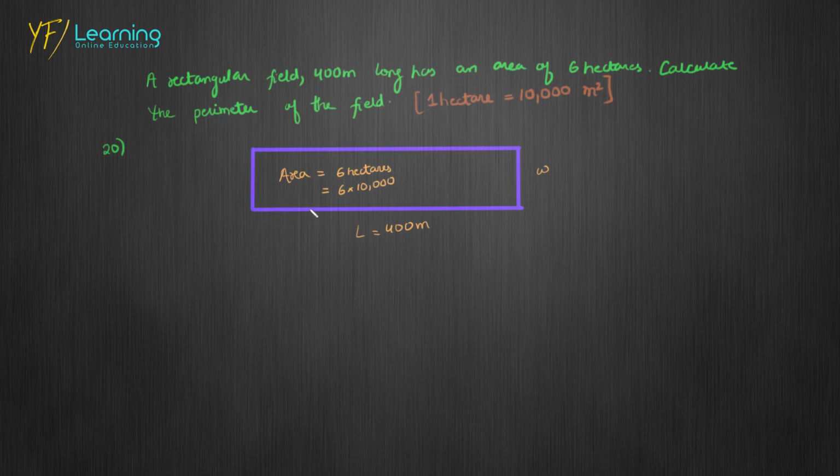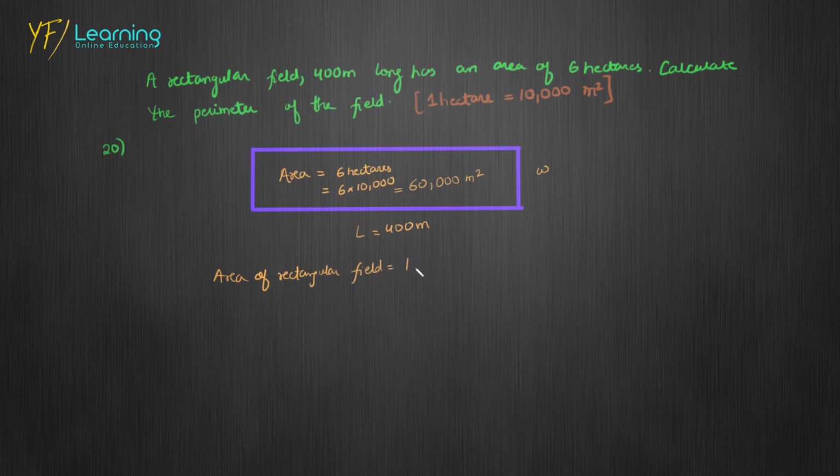Question number 20. A rectangular field 400 meter long has an area of 6 hectares. Calculate the perimeter of the field. So we have to calculate the perimeter. Length is given and it is 400 meter. Area is equal to 6 hectares, and it is given that 1 hectare is equal to 10,000 meters square. So 6 hectares is equal to 6 times 10,000, which is 60,000 meters square.